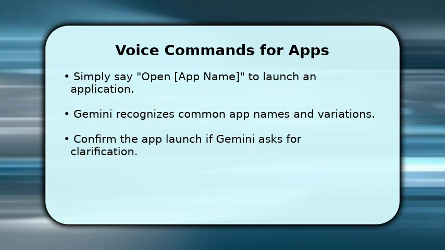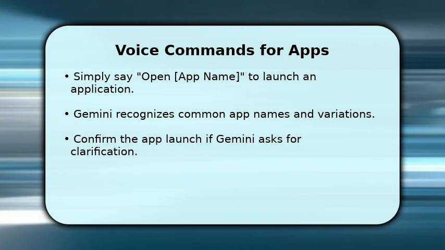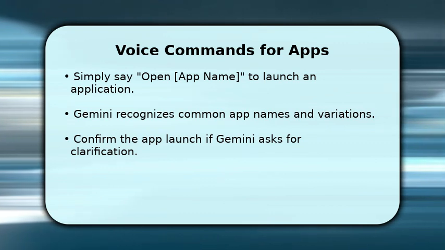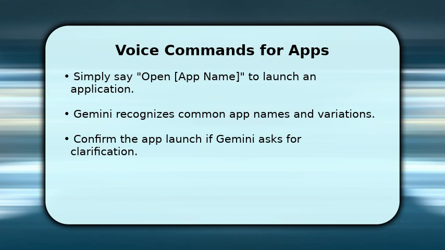Using voice commands is incredibly straightforward. Just activate Gemini and clearly say, "Open [app name]," replacing the bracketed text with your desired application. For example, open YouTube. Gemini is designed to understand various app names, making it very intuitive. If there's any ambiguity, Gemini might ask for confirmation, ensuring it opens the correct program for you.